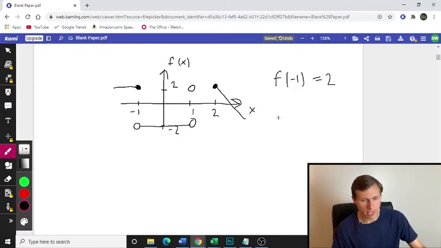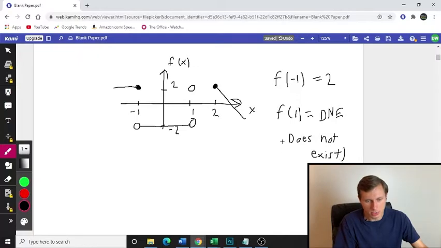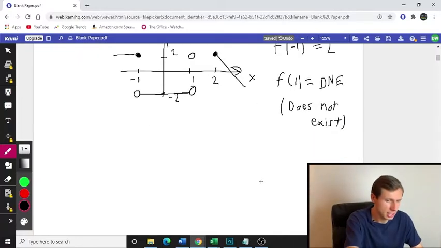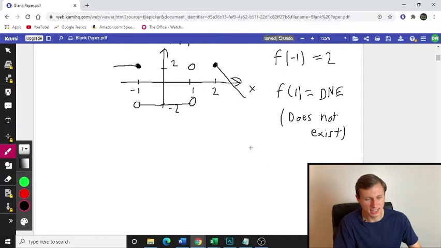And then if we look at f of 1, that point actually does not exist. There's no value there. I can write DNE, which stands for does not exist. That's what DNE is going to mean. And technically, you're not supposed to say equals DNE.